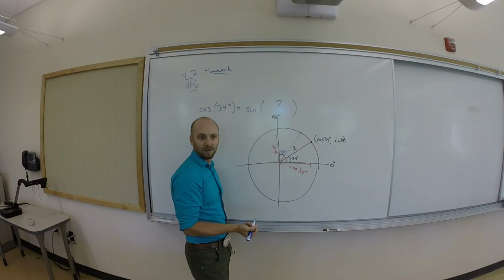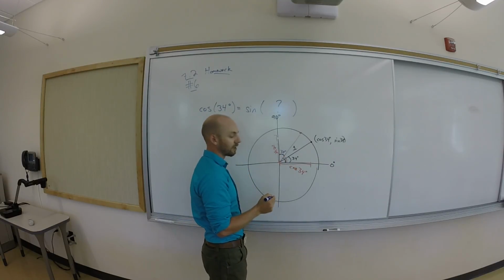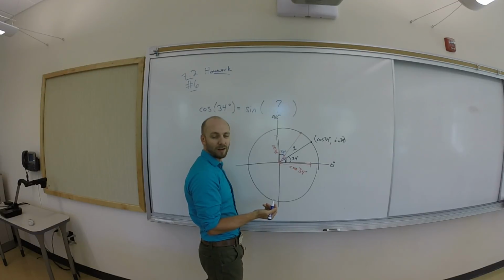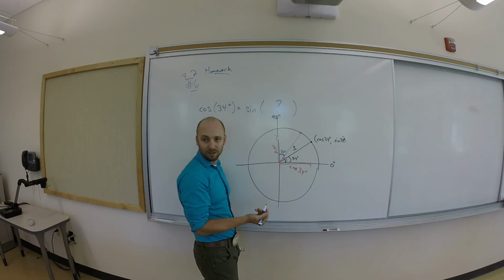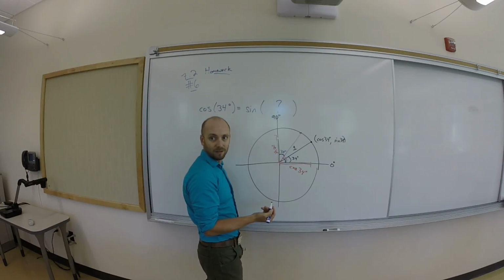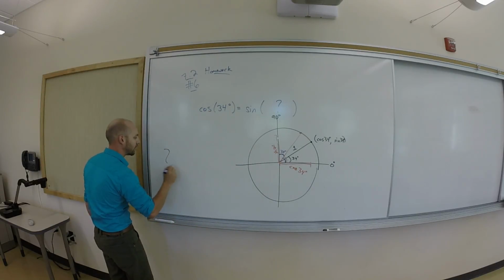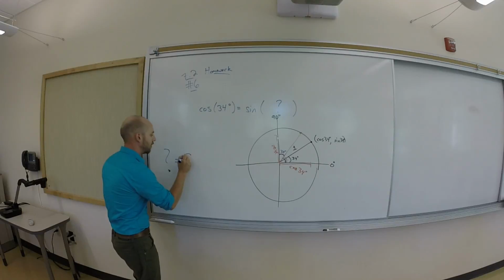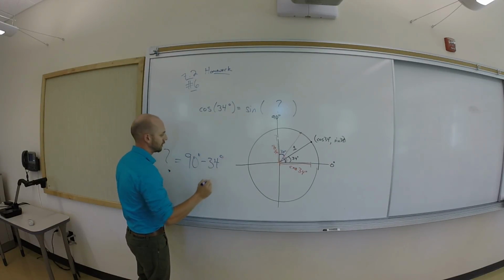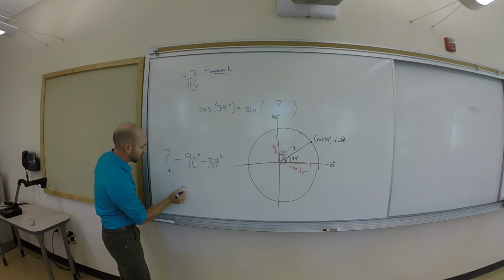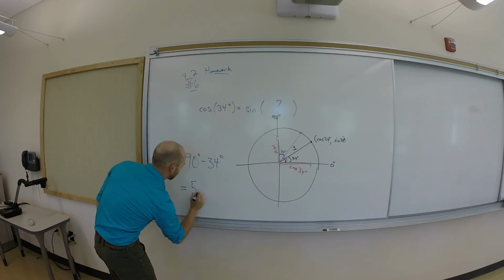That means that angle should be 56 degrees. So this angle here has to be the leftovers between what? 34 and 90. You guys see that? So I think I found out here that the question mark has to be 90 degrees minus 34 degrees. Gives you all told 56, I think.